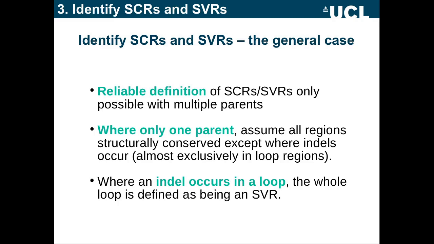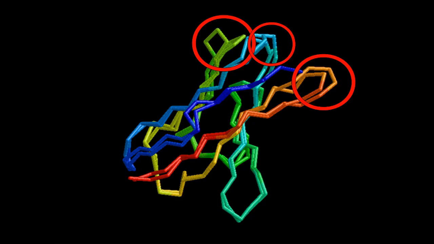structurally variable regions. So in the general case, the reliable definition of these is only possible if we have multiple parents. Where there's only one parent, we assume that all regions are structurally conserved except for regions where there are insertions and deletions, and that's almost exclusively in loops. So where an indel occurs in a loop, the whole loop is defined as being a structurally variable region.